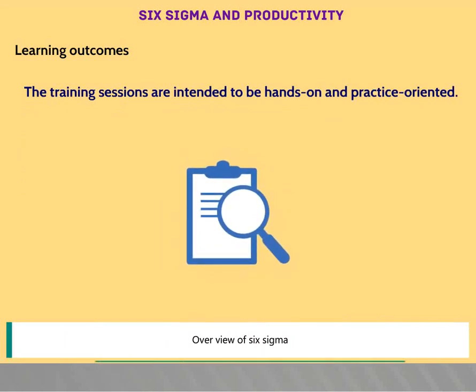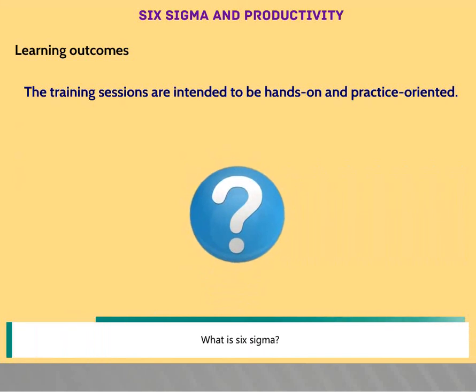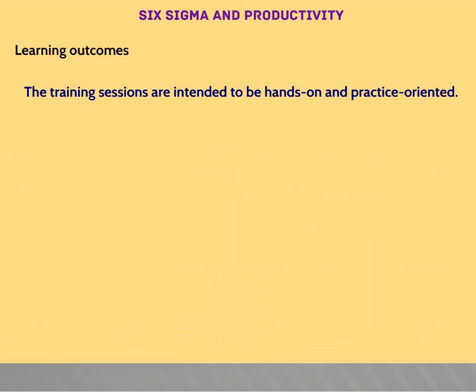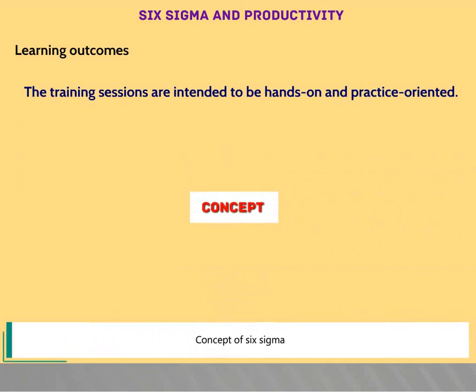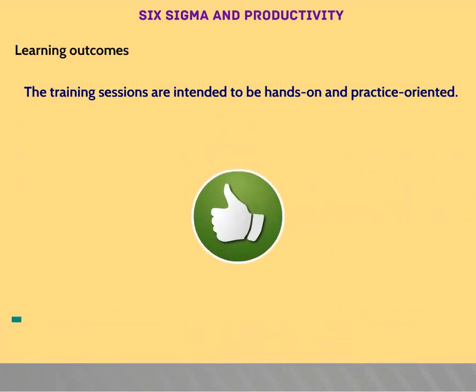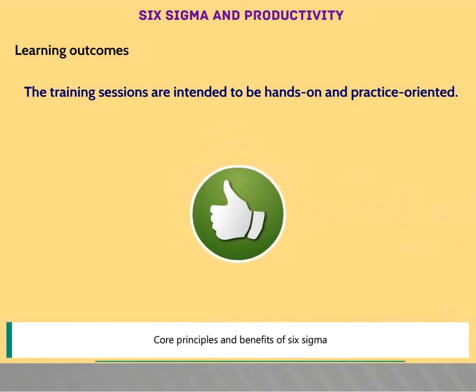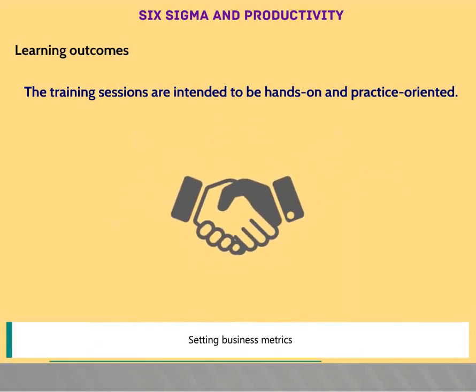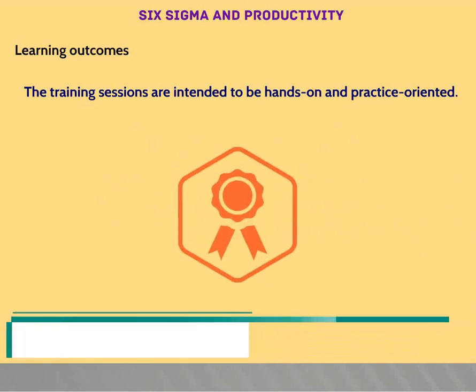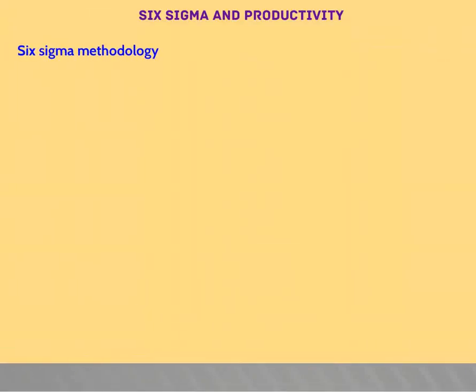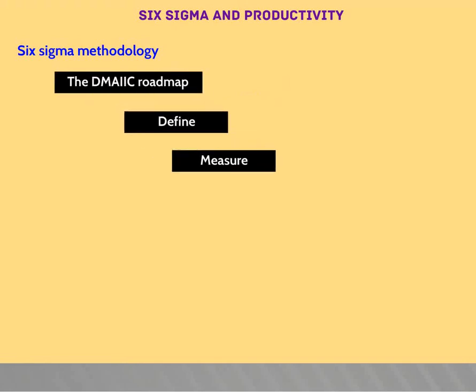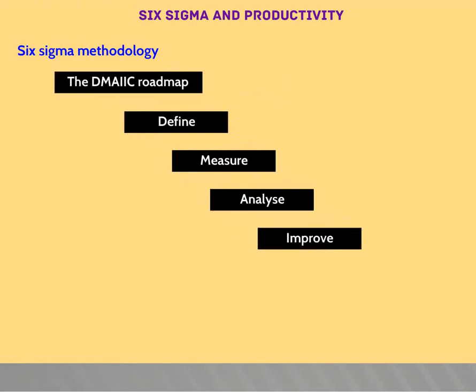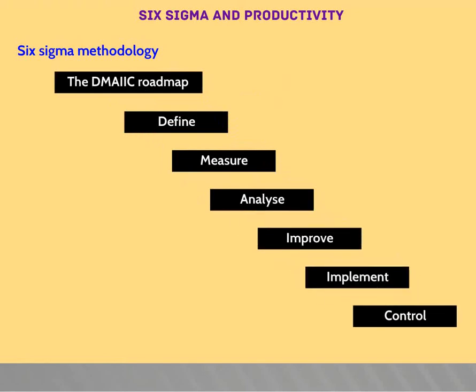Overview of Six Sigma. What is Six Sigma? Concept of Six Sigma. Core principles and benefits of Six Sigma. Setting business metrics. Cost of poor quality. Six Sigma methodology. The DMAIIC roadmap. Define, measure, analyze, improve, implement, control.